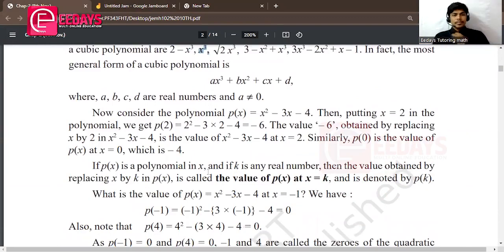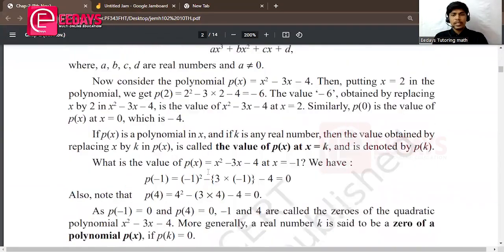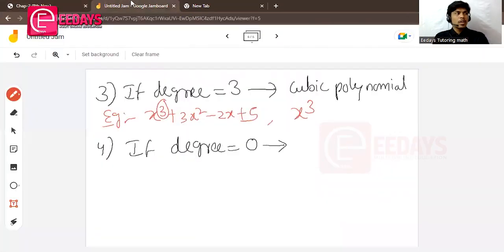And anything else? There is nowhere any mention of what if the degree is 0. In the textbook, they are not mentioning anything, so we call it a constant polynomial, if degree is 0.